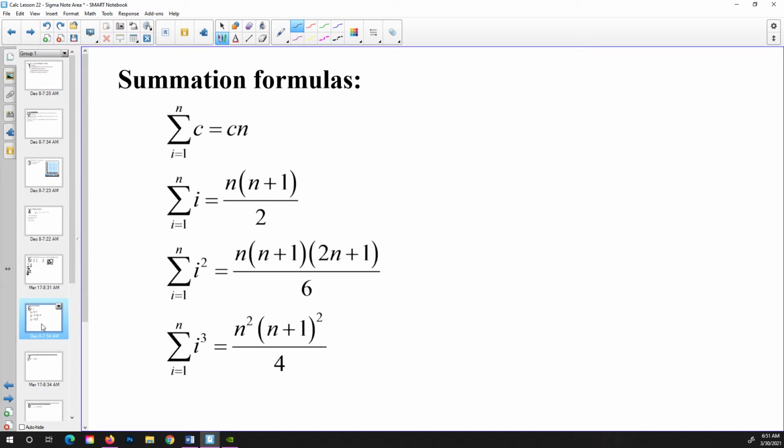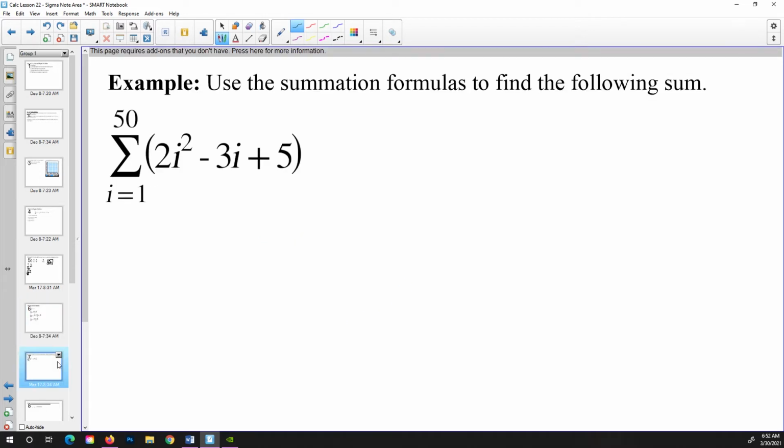Summation formulas. Here are some formulas that will allow you to find the sum of certain simple summation equations. As a for instance, if you want to add up n terms that are just i, the counting numbers 1, 2, 3, 4, 5, you can use this equation here. If you want to sum up the first n counting numbers squared, you can use this equation.